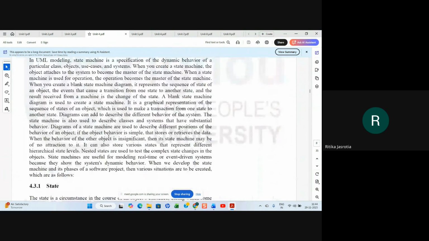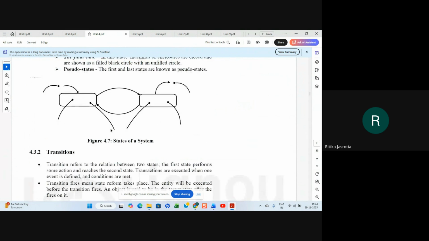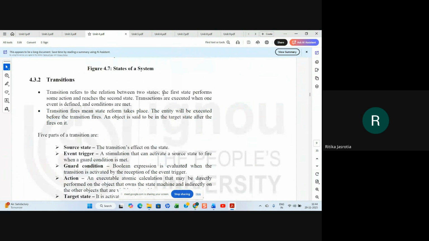Event is there. Then state. The state is a circumstance of the course of an object's existence during which some condition is fulfilled, some operation is carried out, or some event is awaited. For a limited period of time, an object persists in the state. For example, in an ATM transaction, the ATM may be in either reading card state, reading pin state, choosing transaction, or performing transaction. So this is a state. What is transition? Transition refers to the relation between two states. The first state performs some action and reaches the second state. The transitions are executed when one event is defined and conditions are met. Transition fires means state change takes place. So that is what transition is.